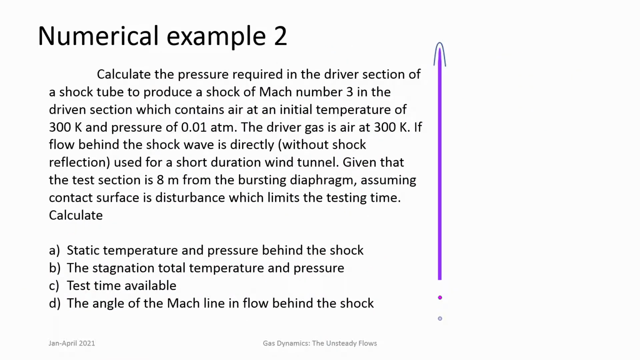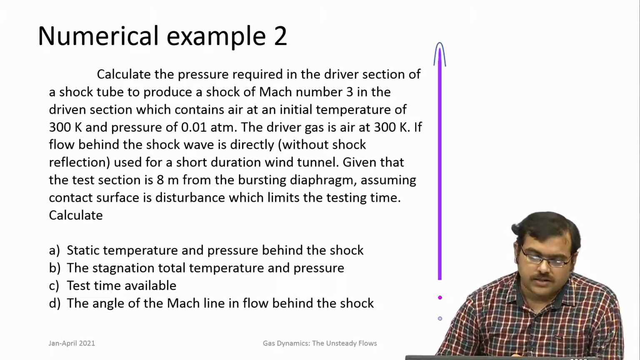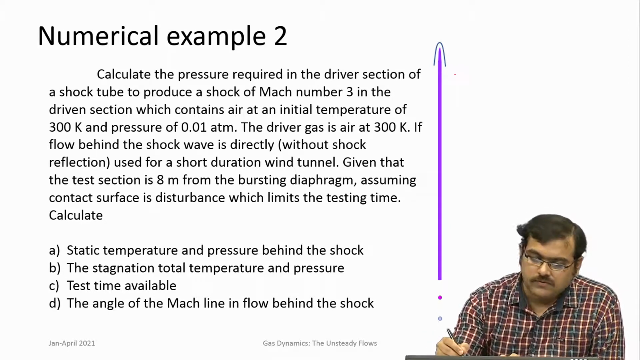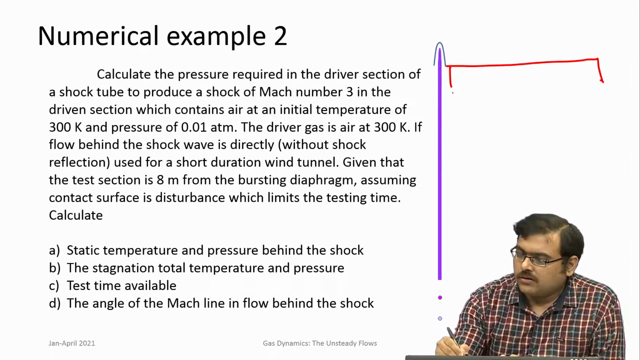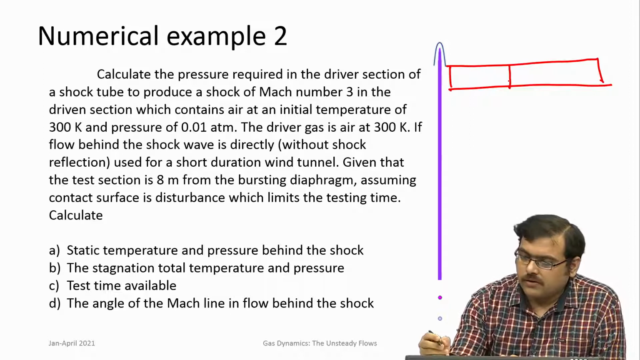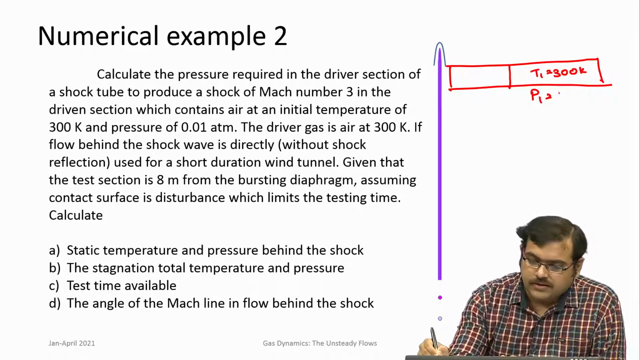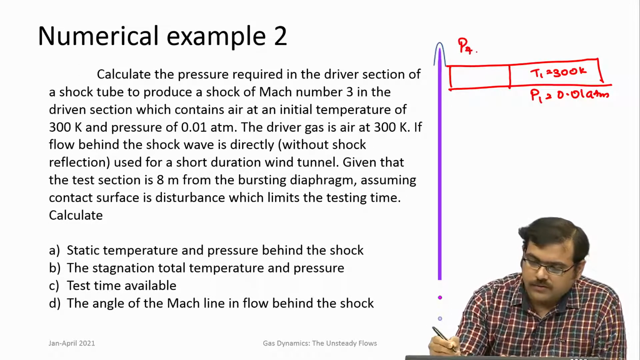So, the second example is: calculate the pressure required in the driver section of a shock tube to produce a shock Mach number 3 in the driven section, which contains air at an initial temperature of 300 Kelvin and pressure of 0.01 atmosphere. So, it is low pressure. You can draw the schematic here, and here you know T1 is 300 Kelvin and P1 is 0.01 atmosphere. We do not know what P4 is, we have to find P4. Driver gas is air at 300 Kelvin.